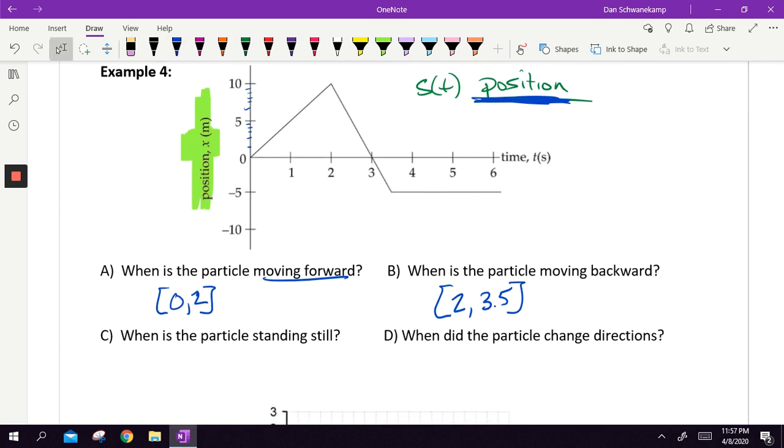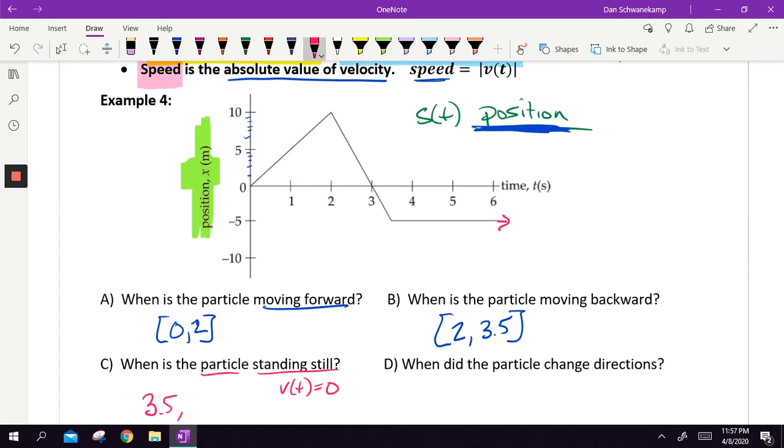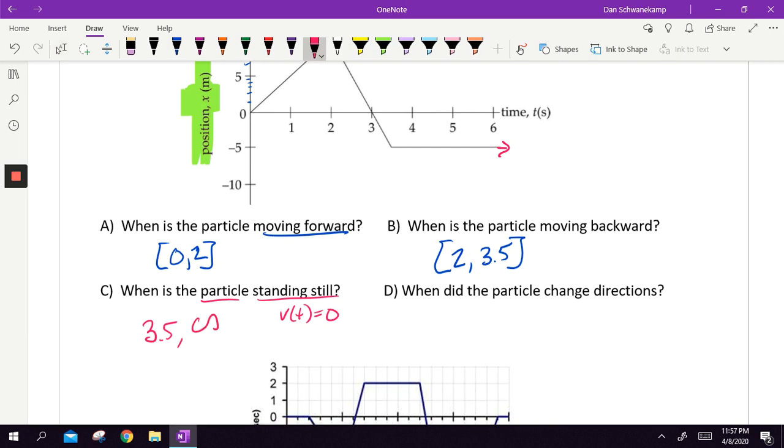When is the particle standing still? Well, a particle is going to stand still when velocity is 0. So on this graph, I want to know when the slope is 0. The slope is 0 on this graph from 3.5. I'm going to assume that this graph goes on forever and ever just because I can. So 3.5 to infinity. Boom. That's when it's standing still. I'm going to assume that it's not moving anymore because of what's going on.